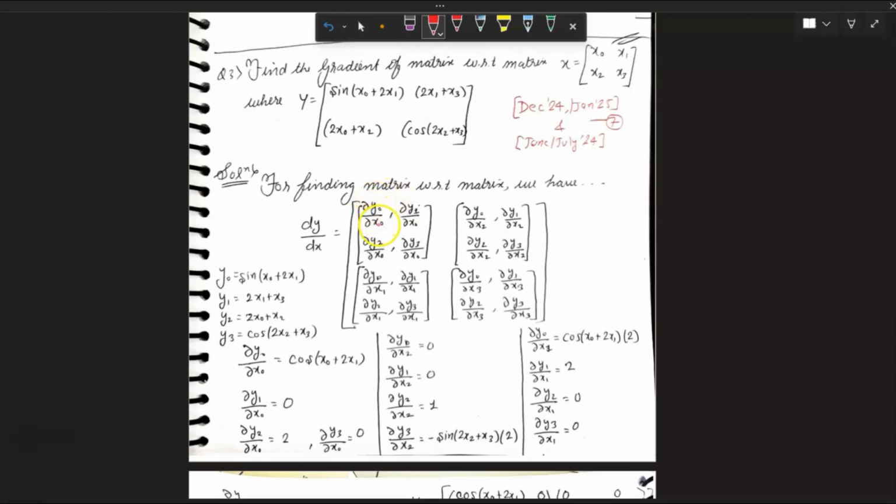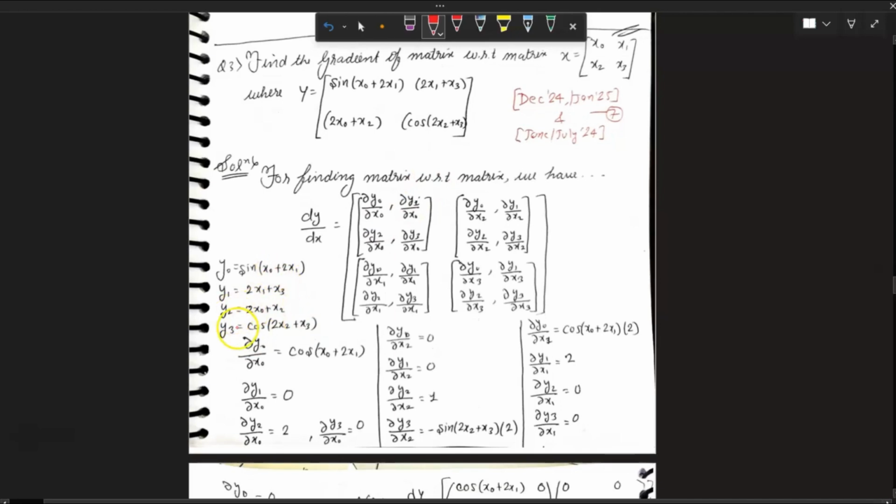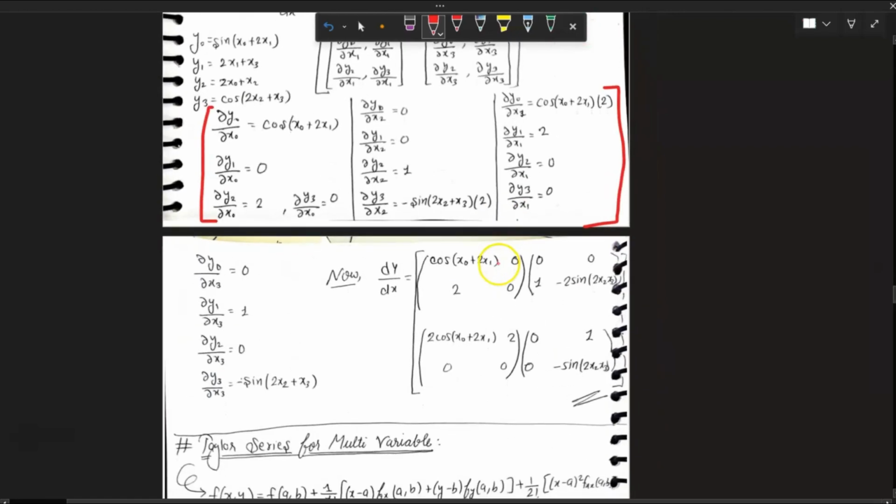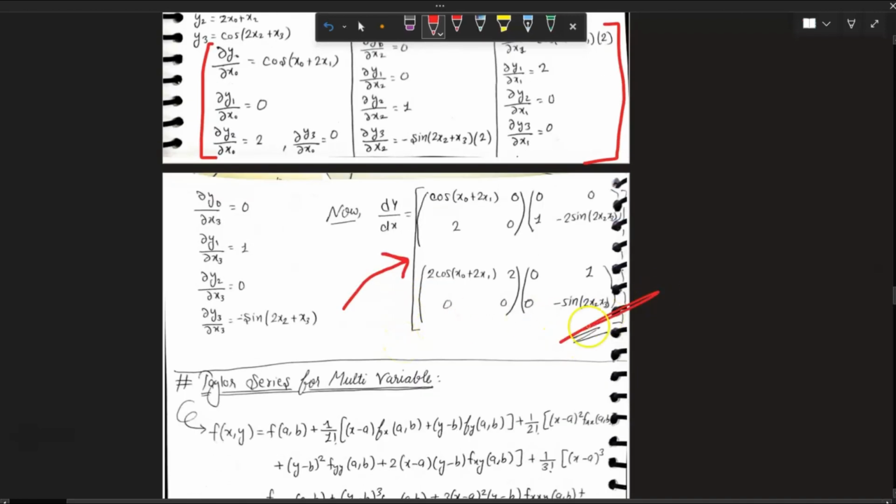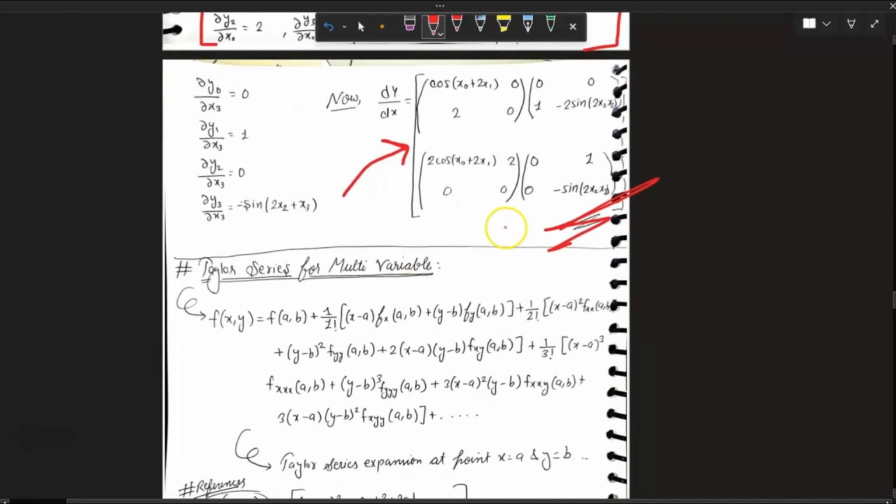∂y0/∂x0. See, here y is this. So y0 will become sine x0 plus 2x1, y1 will become 2x1 plus x3, y2 will become 2x0 plus x2, and y3 will become cos 2x2 plus x3. Okay, so take all the individual partial derivatives here, and after calculating them, put the values into the formula, and you will get the result.